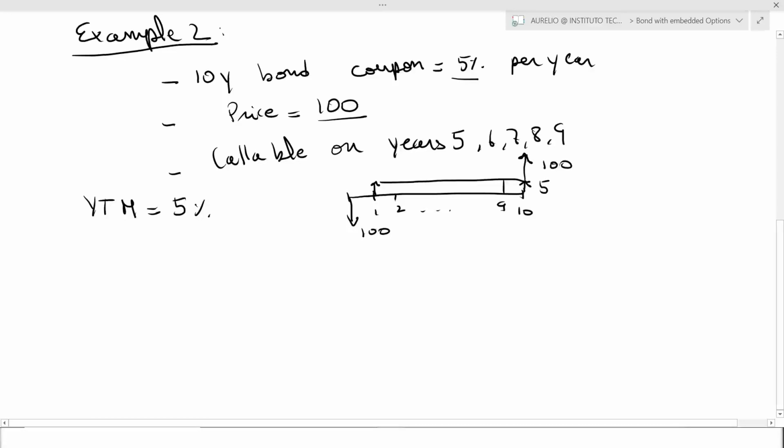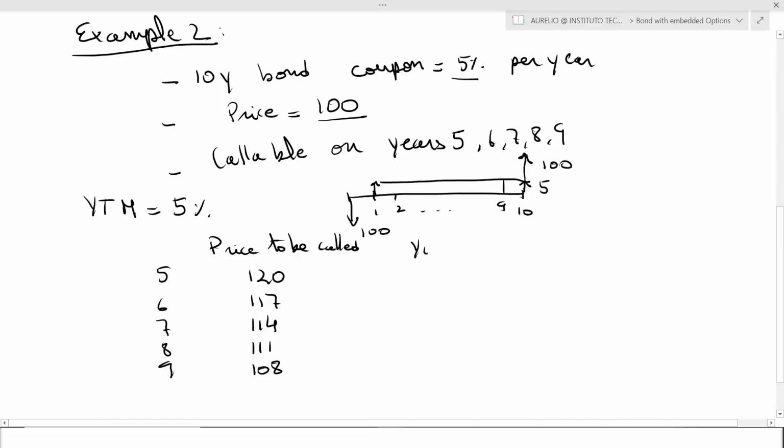Now, this bond can be called in years 5, 6, 7, 8, and 9. And the price at which it can be called is 120 for year 5, 117 for year 6, 114 for year 7, 111 for year 8, and 108 for year 9. So from here, we can compute the yield to call.